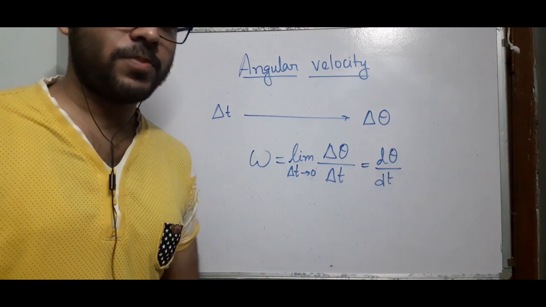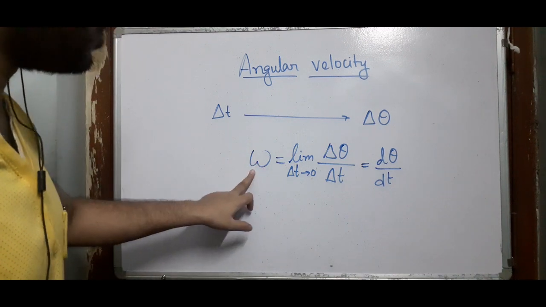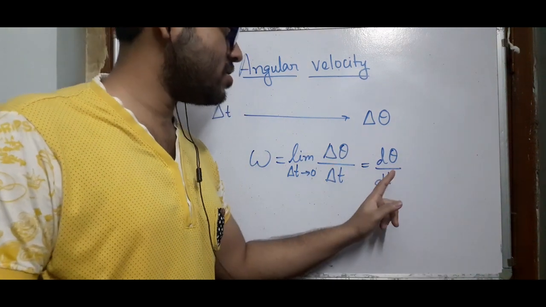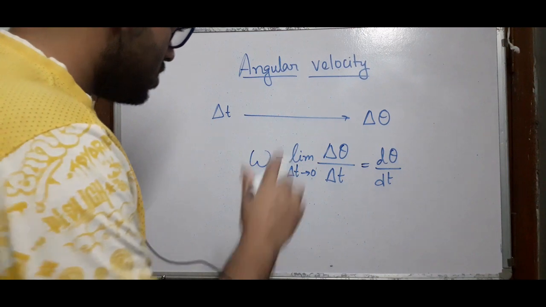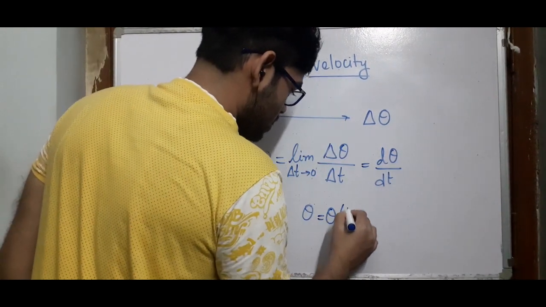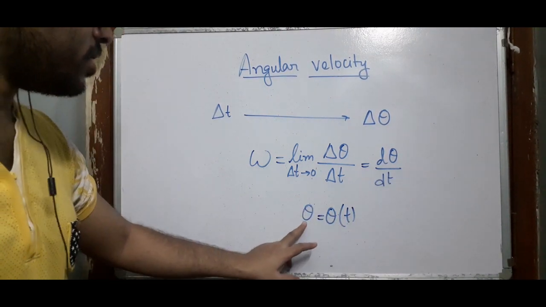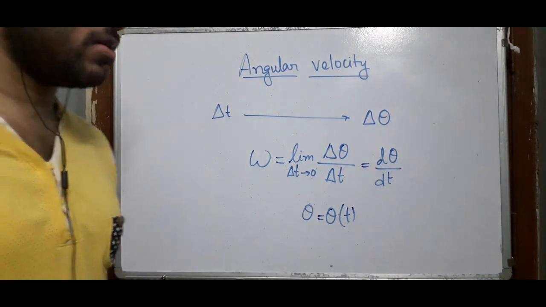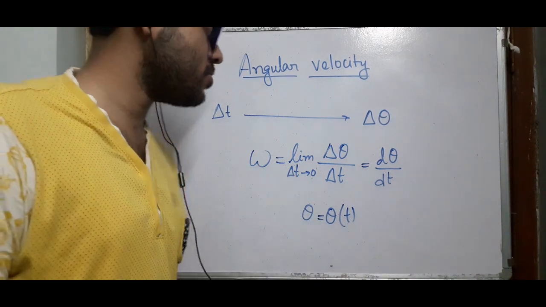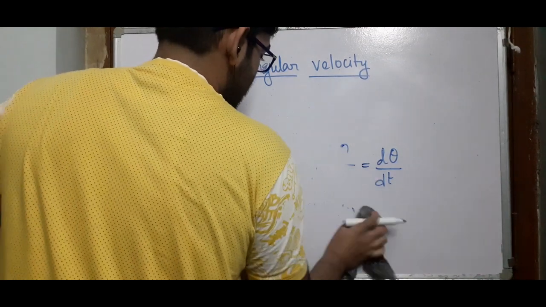This formula is very important when you want to derive omega and you are given the parametric relation of theta in terms of time. What I want to say is, you are given theta equals theta of t, theta is a function of time. You go on and take the first order derivative of theta and you will arrive at omega. We will take problems on these formulas in the later lectures, so stay tuned.